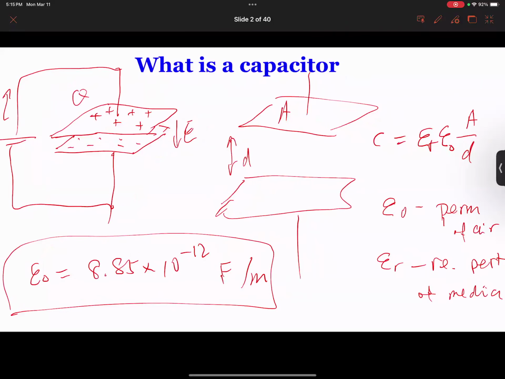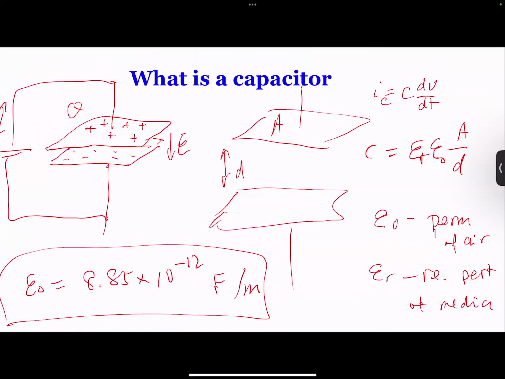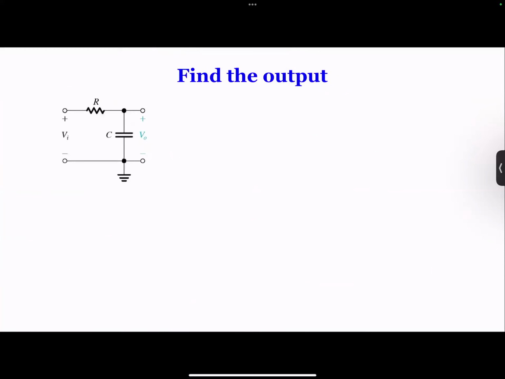You probably learned the current. What is current? Current in a capacitor is equal to C dV/dt, right? So that's what you get. When the voltage changes, the current is going to change. When the voltage increases, the current is going to increase. And if the voltage increases linearly, you get constant current. So those are things that you learned. We're not going to talk about that.